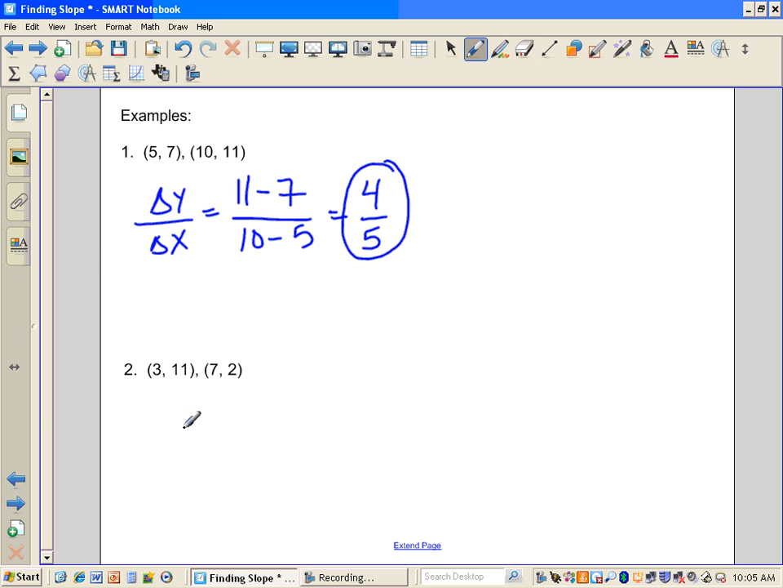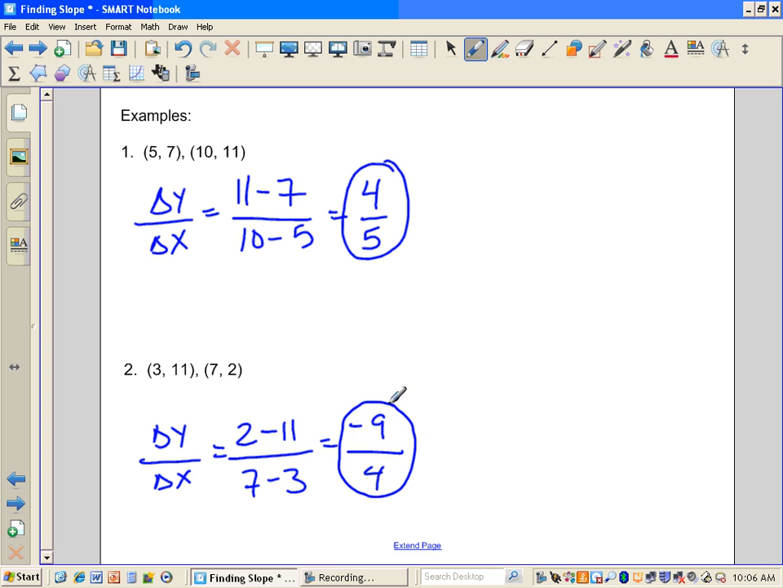Let's look at the second example. Change in y over change in x. Subtract the y values. 2 subtract 11 over 7 subtract 3. Well, 2 subtract 11 is negative 9. 7 subtract 3 is 4. Again, can't reduce that. Just going to leave it right as that fraction. Negative 9/4. I'm going to go down 9 and over 4 in that case.